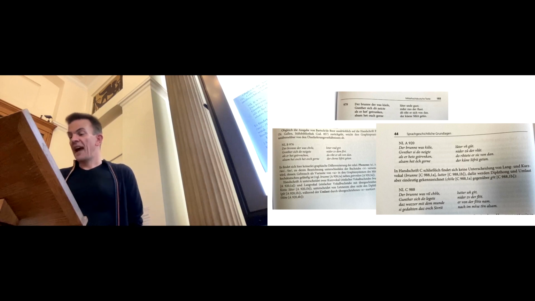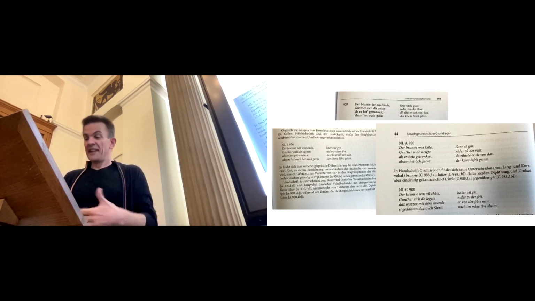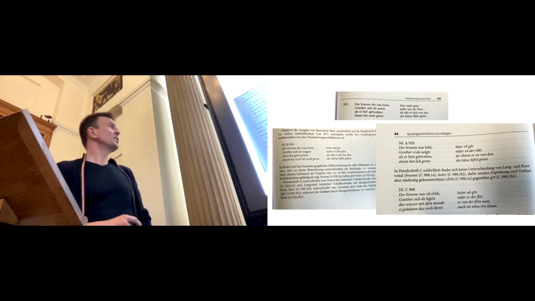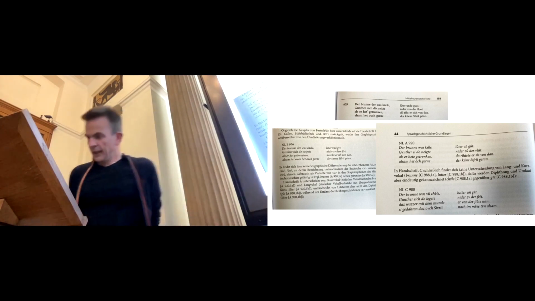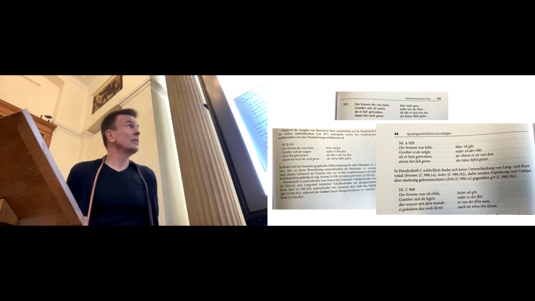While in manuscripts A and B, the Burgundian king Gunther bends down to drink, neigete, in manuscript C, he lies down on the ground, leggete.